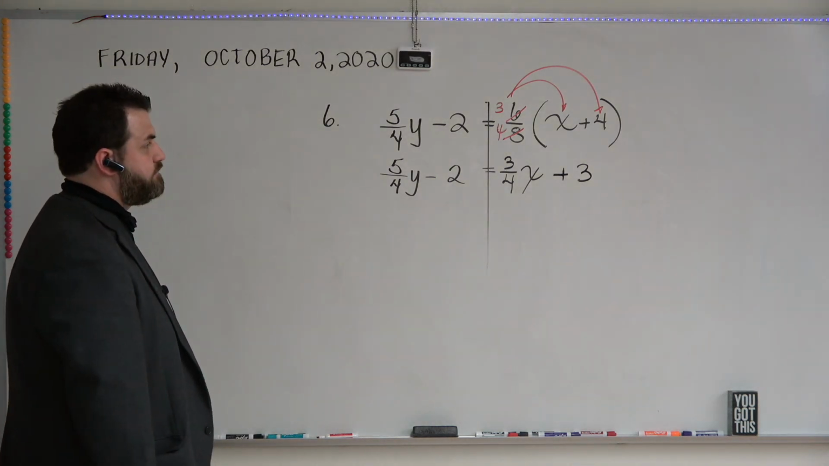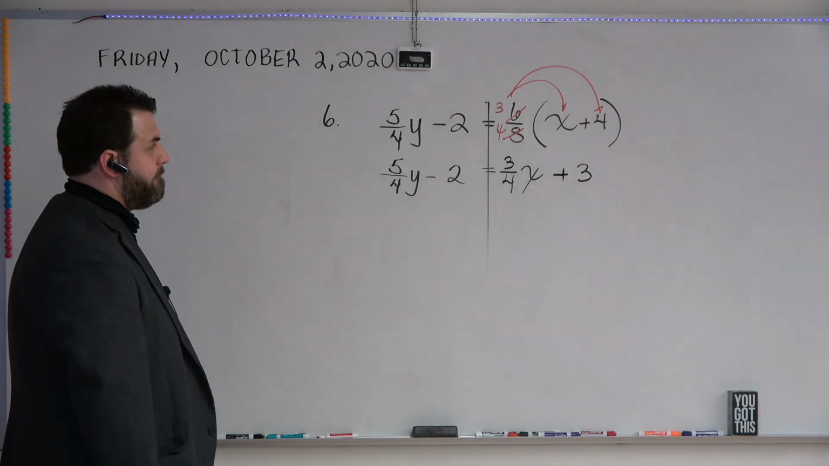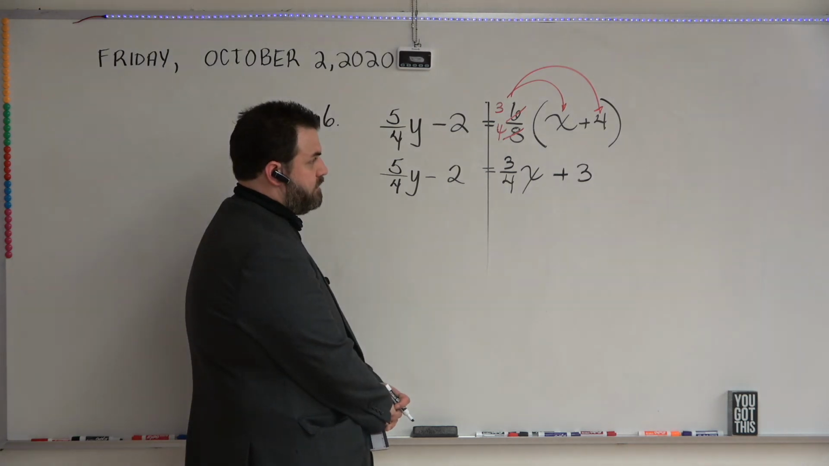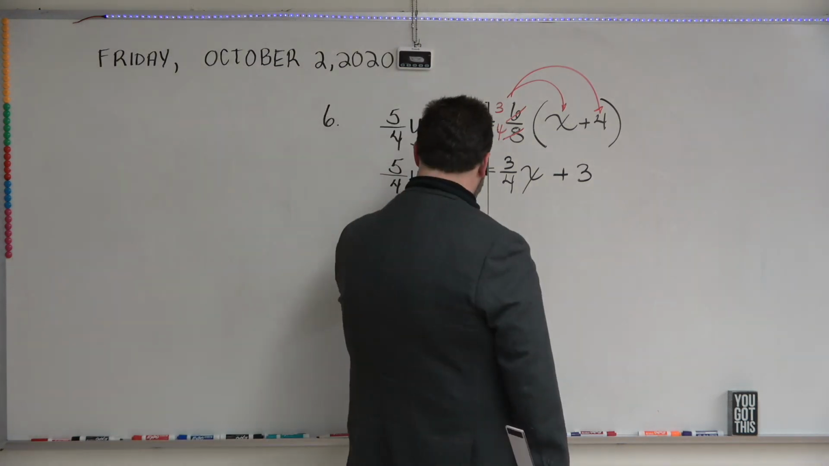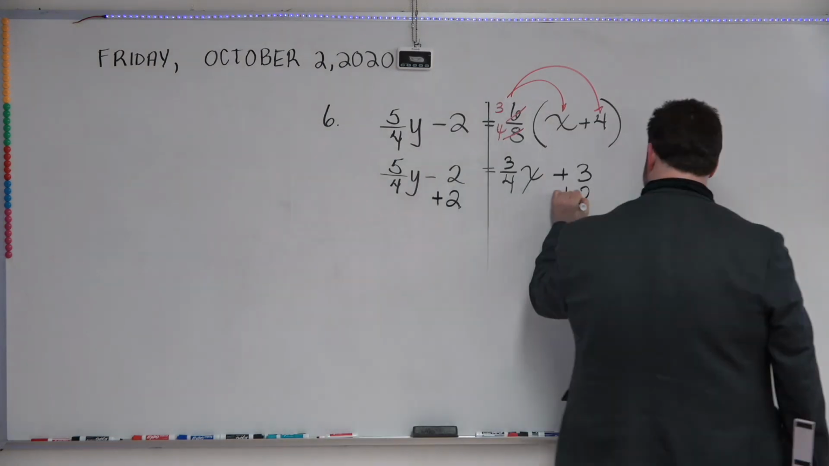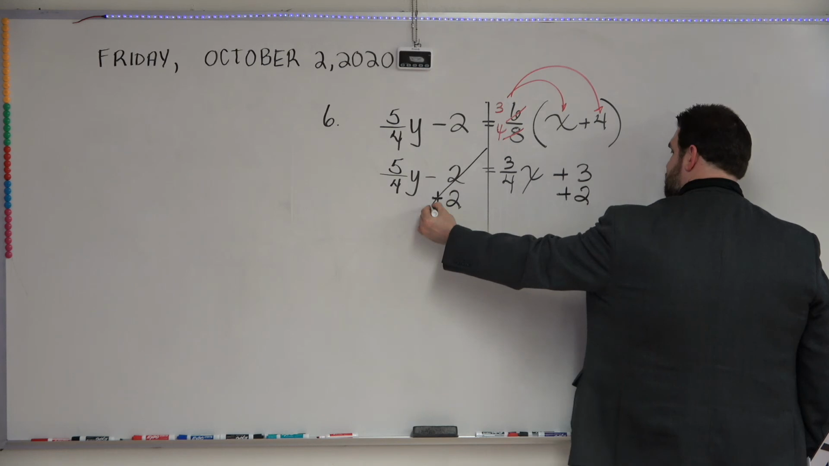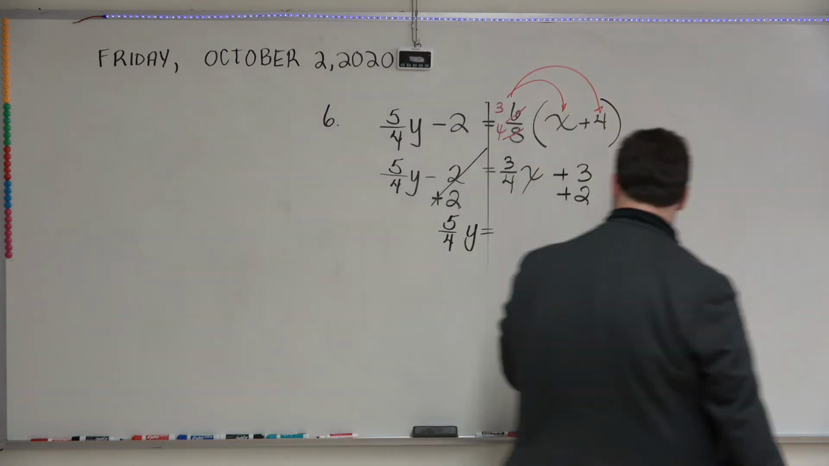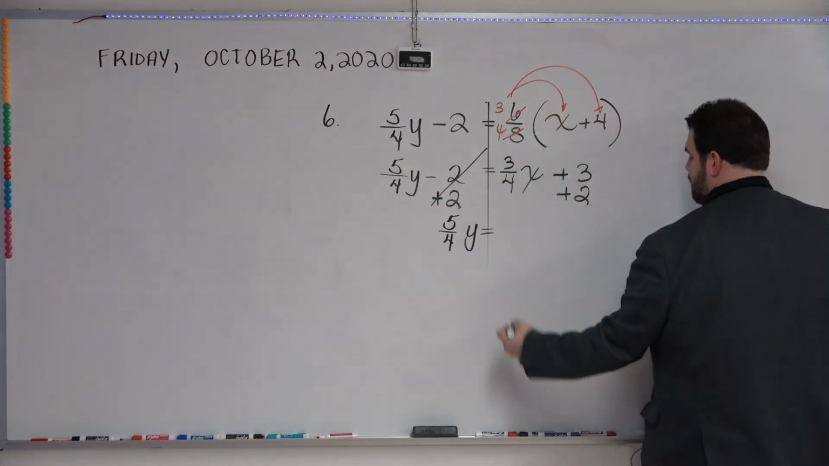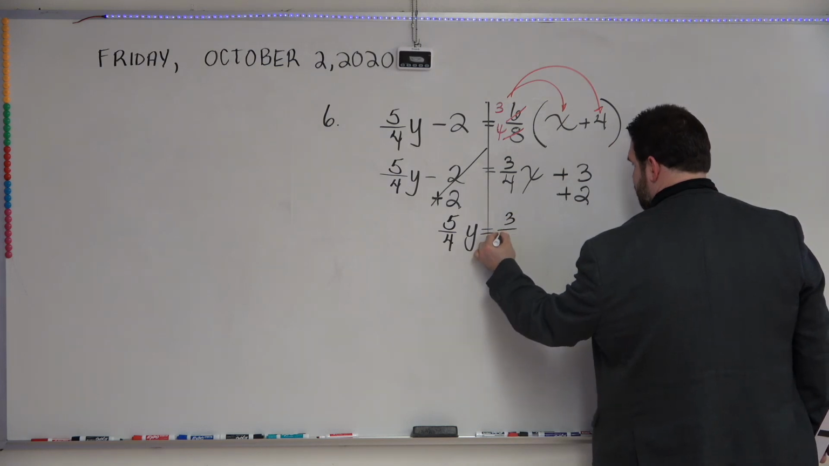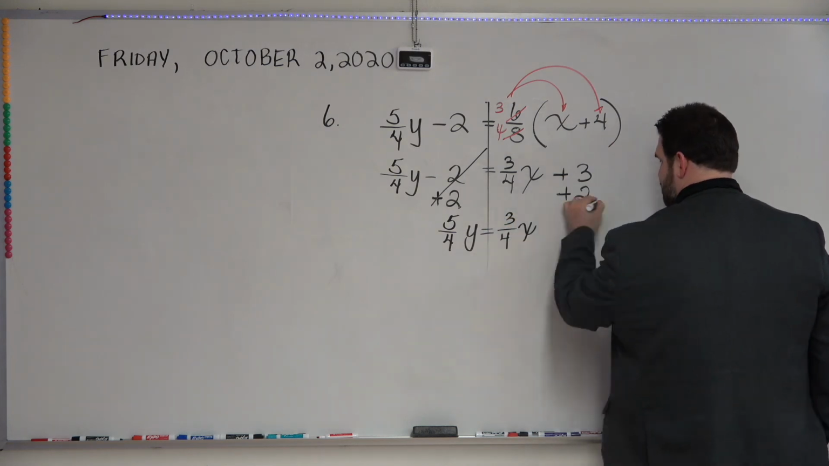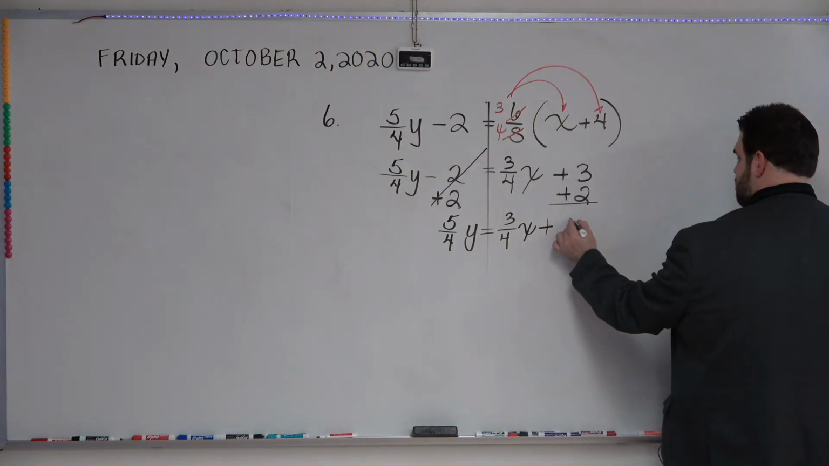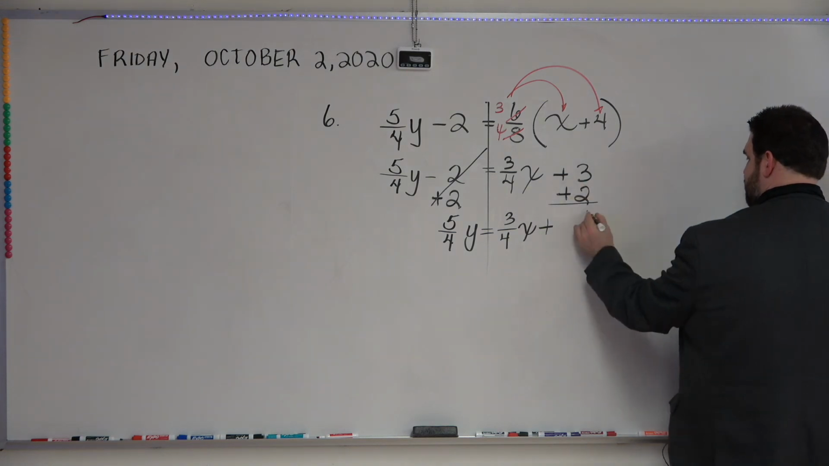Now what? The -2, and put a +2 under it. The same with the +3. Plus 2, plus 2, very good. Cancel. I have 5/4y equals. I just brought this down. And now I have 3/4x plus 3 plus 2. What's 3 plus 2? 5.